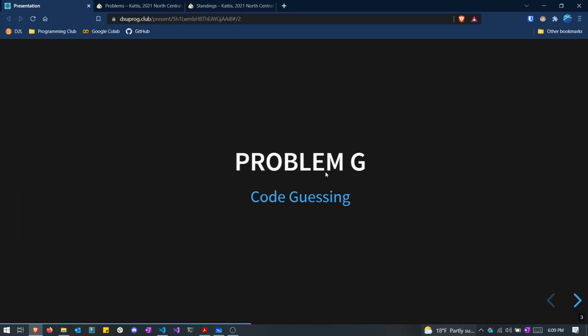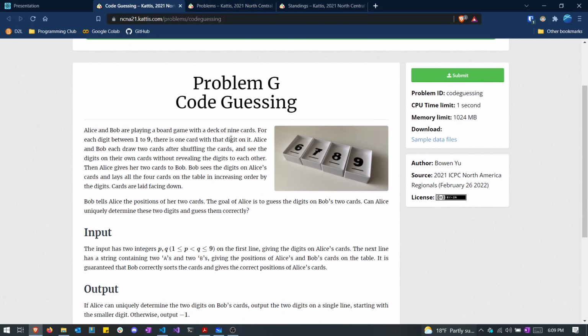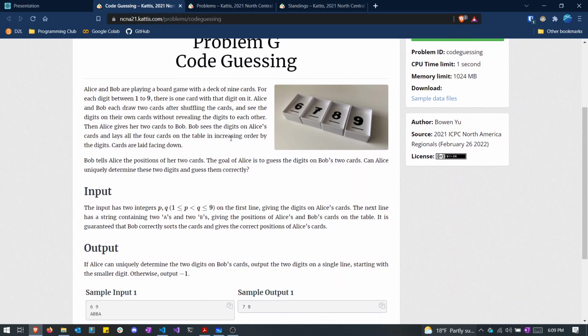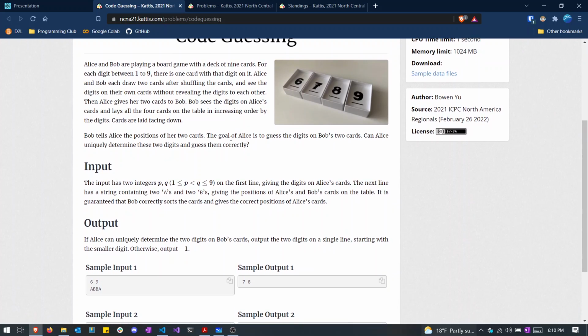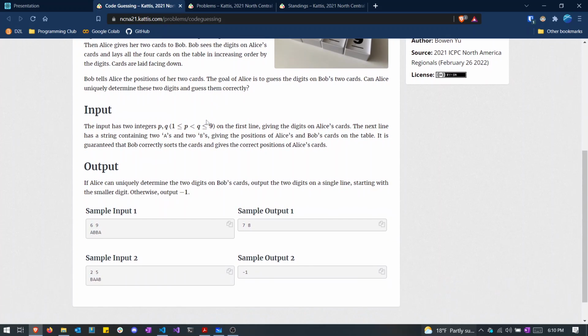So the first one we'll go through is problem G, code guessing. This is the one that I got to work on. A little background: Alice and Bob are playing a board game. They have a deck of 9 cards. Alice gets 2 cards, Bob gets 2 cards. They're numbered from 1 to 9, and there's only 1 card with each digit on it. Essentially, Alice gives her cards to Bob. Bob sees the digits on Alice's cards and then lays all 4 cards down on the table in increasing order.